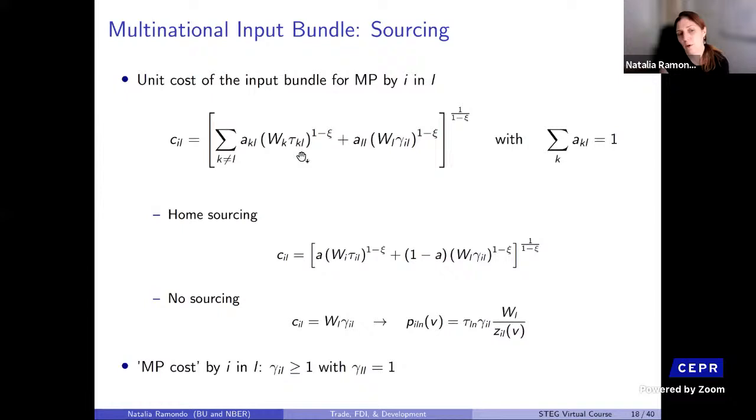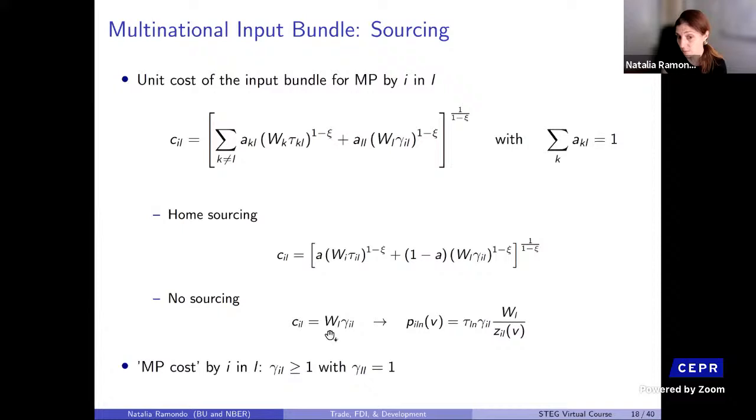And then I can bring inputs from all over the world, including home. Okay, and then imagine there is this CES aggregator for that. Now you can restrict, as we do in the paper, to just home sourcing: bring intermediates from your parent. So you have to ship them to the host country, and then you can also use some inputs locally, labor. And then, and this is the case I'm going to go with today, unless I say the contrary, just imagine you just use labor in your location.